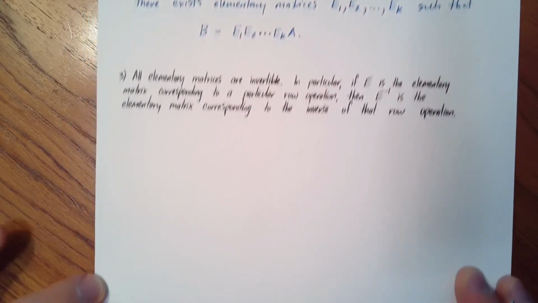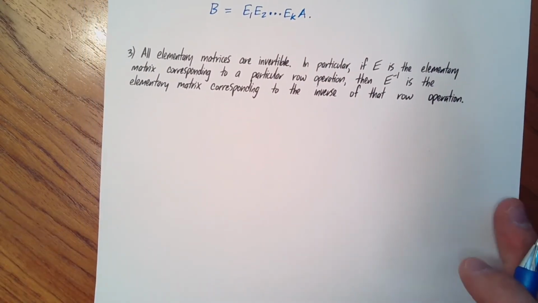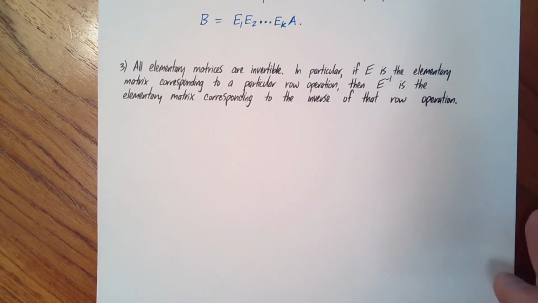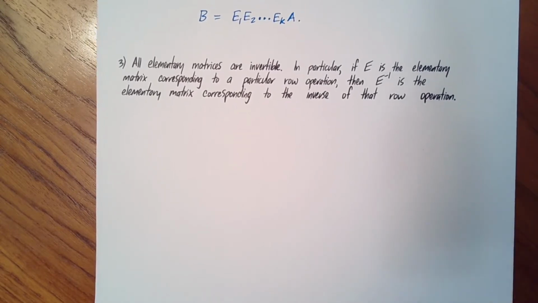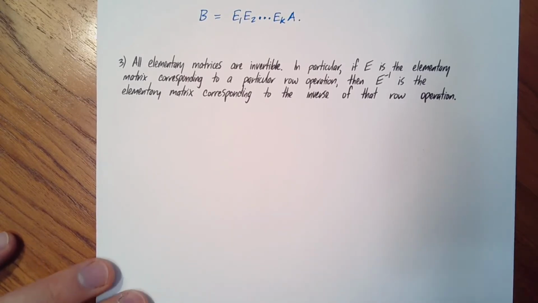The third remark is that, remember when we talked about invertibility, we did mention early on that not every matrix has an inverse, right? Not every matrix is invertible. Well, elementary matrices are nice in the sense that they're all guaranteed to be invertible. And this remark tells us that, and it also tells us how to get the inverse. So let's read this carefully.